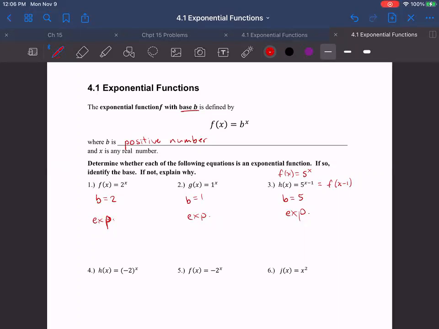All right, so I'm going to go ahead and pause there, and I want you to think about the next 3 of them and decide if you think they are exponentials or not, and then what their bases are, and then we'll keep going after I give you all a minute to do it.